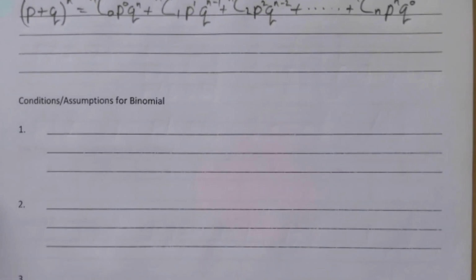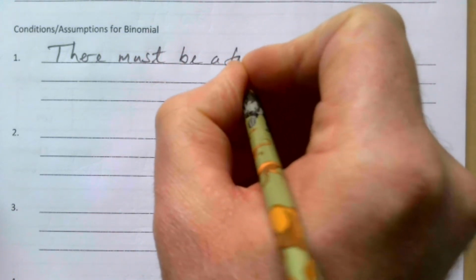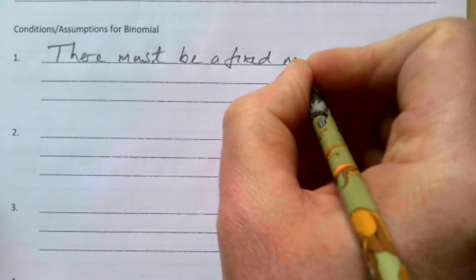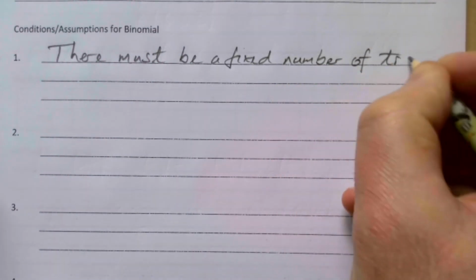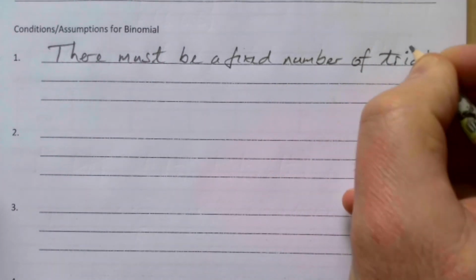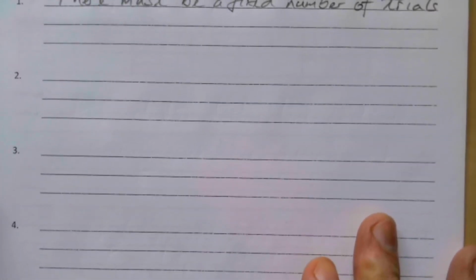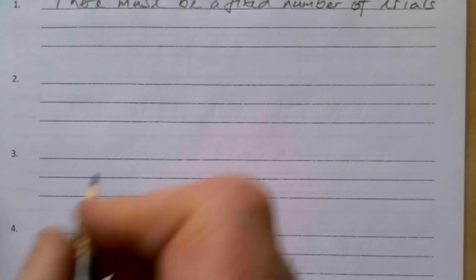There are a few conditions that need to happen for us to be able to use the binomial. There must be a fixed number of trials. That's obviously our value n. Trials must be independent.